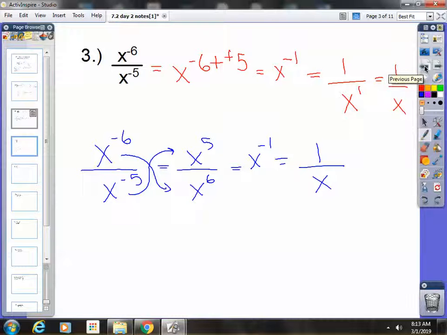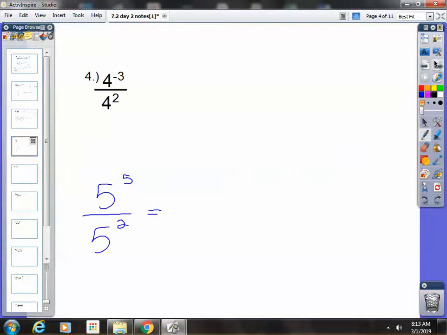In these previous examples, when I had variables instead of a number as my base, I left my base as x, didn't I? That x didn't go anywhere. We're going to apply the same thing here. The 5 isn't going to go anywhere. It's still going to be 5, base 5 to the third power. 5 minus 2 is 3. So in the example that we're given, the base is still going to be 4. When I subtract those exponents, what is negative 3 minus 2? Negative 5. 4 to the negative 5 power.